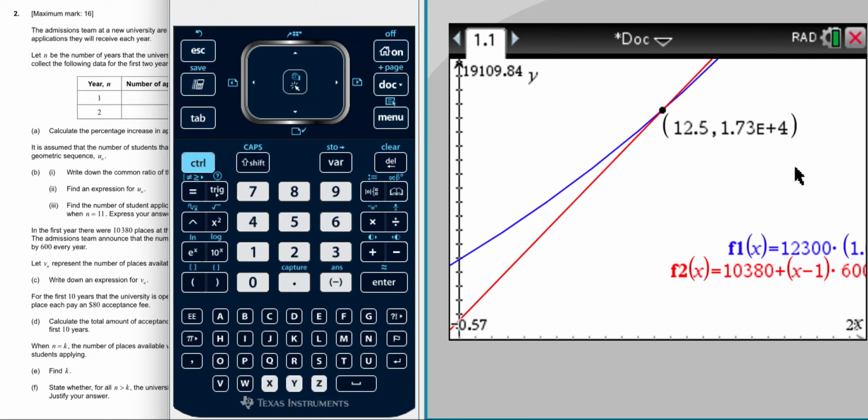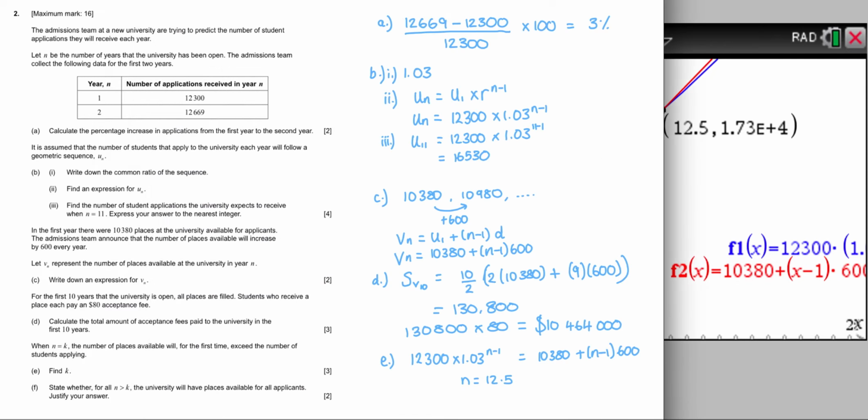Okay, and you can see that it happens at 12.5. So it happens when x is equal to 12.5, or when n is equal to 12.5. And therefore, we can see that the red line, which is the number of spaces available, overtakes the blue line at that point. Okay, so n is equal to 12.5. So it can't happen before 12.5, and there isn't really a 12.5 term. So the first value of n where it's bigger is actually when n is equal to 13, and therefore k is equal to 13.